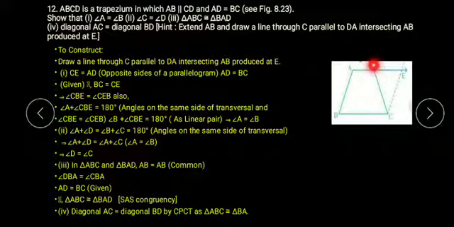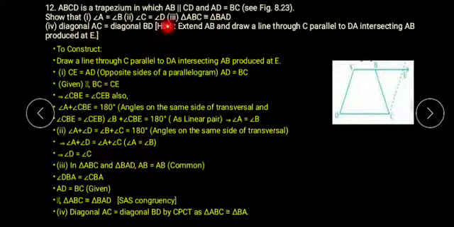So triangle ABC is equal to triangle ADB. And lastly, diagonal AC equal to diagonal BD. So diagonal AC is equal to diagonal BD. So these 4 parts we have to prove. So for that we need a construction.